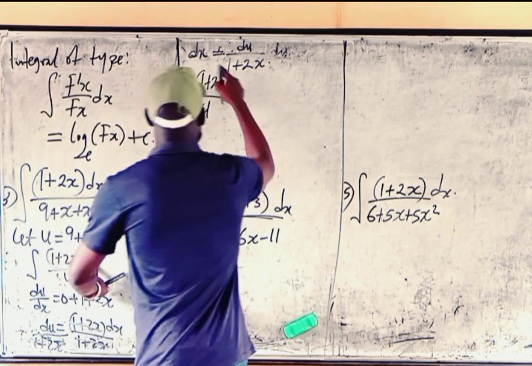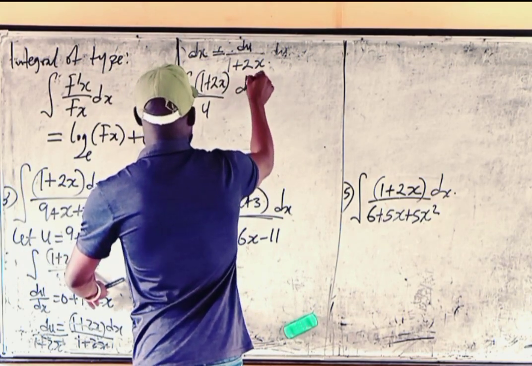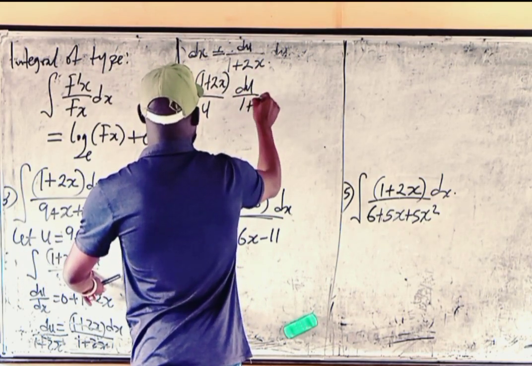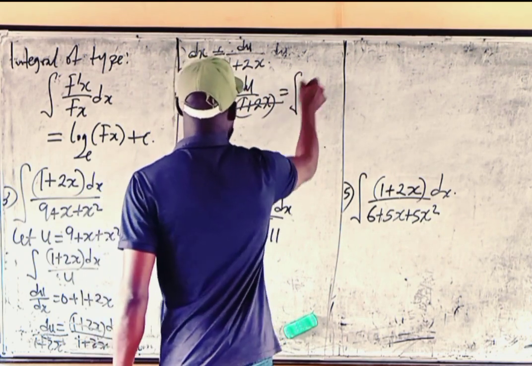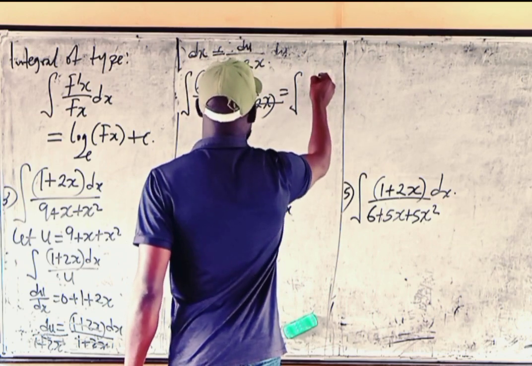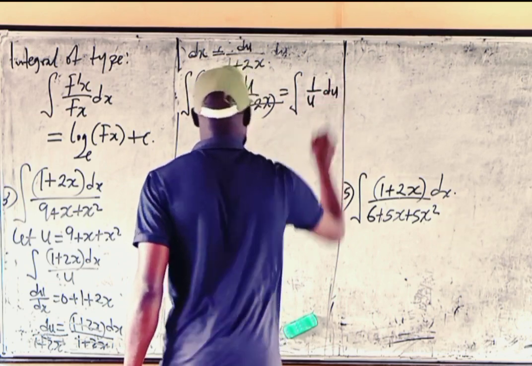Then this dx means the u over 1 plus 2x. That's what it means. This one will cancel this. We'll be having integral du. Okay, let me just say integral 1 over u du.